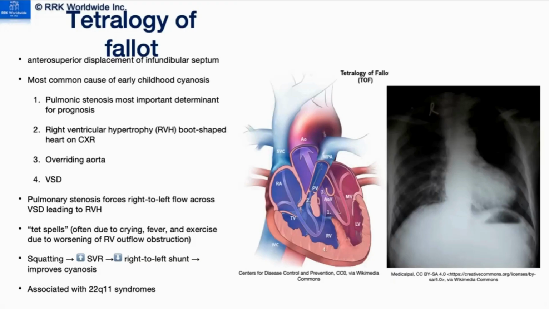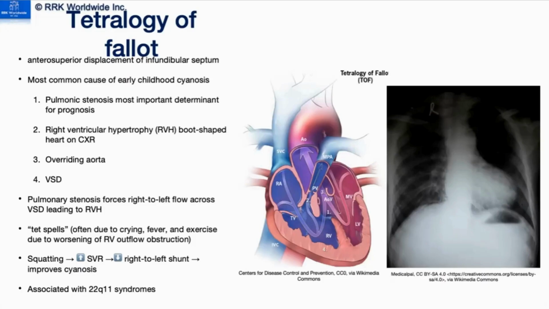So just a little bit more about the pathophysiology. The pulmonic stenosis is going to force the flow to the left, so right-to-left flow across the VSD, and that's obviously going to lead to your right ventricular hypertrophy. You're going to have a very hypertrophic right ventricle, which will cause the boot-shaped heart. One thing that they like to give as a buzzword is a TET spell.